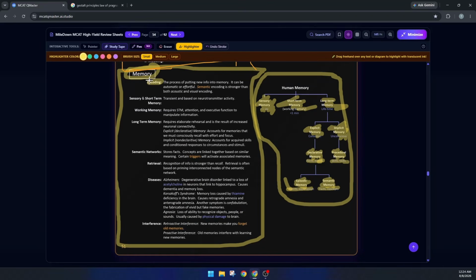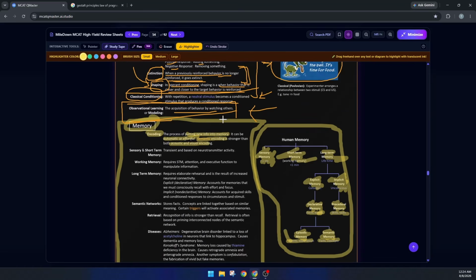So memory encoding. Encoding means you put new information in your memory. It could be automatic or effortful. Semantic encoding is stronger than both acoustic and visual encoding. This is important. So semantic means meaning. So anything that has meaning.